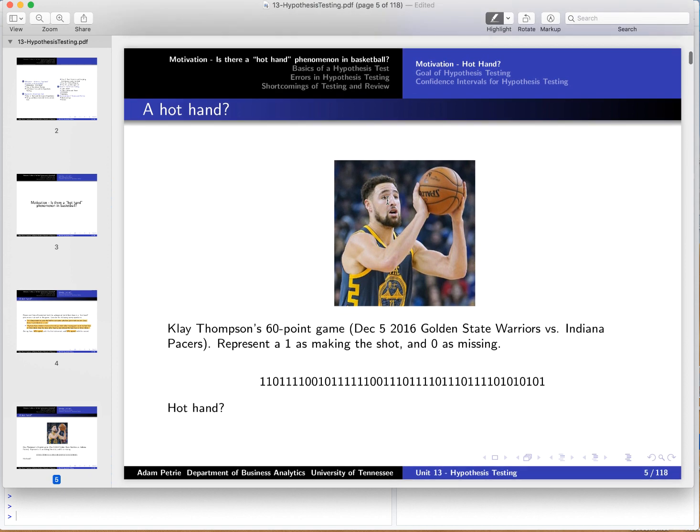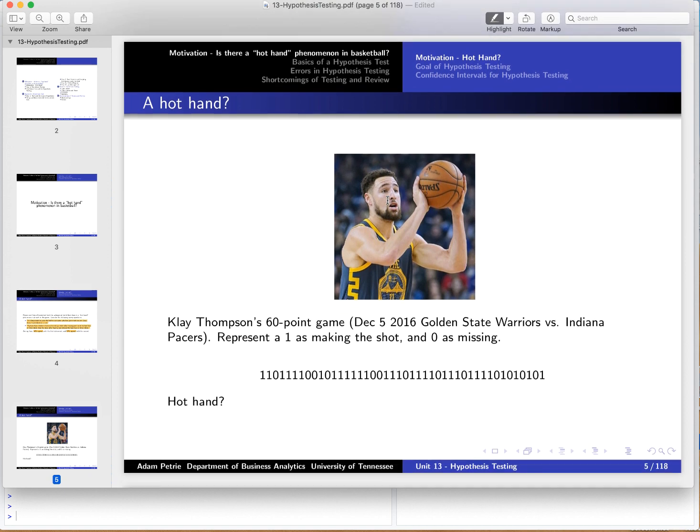And so let's look at a specific example here. Klay Thompson had a very famous game back in 2016 where he scored a total of 60 points. And if we break it down into the sequence of his shots, representing a 1 as making the shot, 0 as missing, we can look at the entire history of his performance for that game. And so as we look through the sequence of hits and misses, we'd like to ask ourselves, is this particular game evidence of a hot hand?